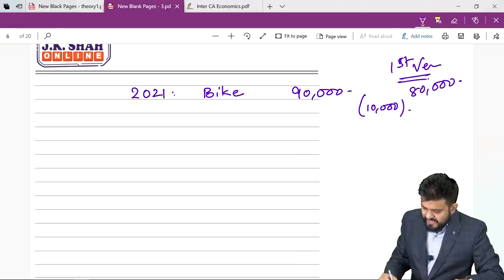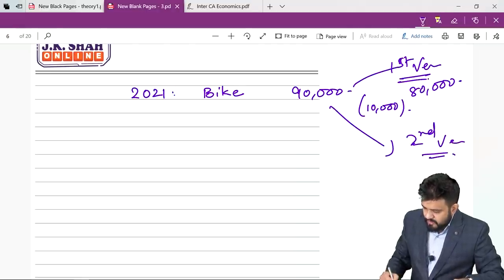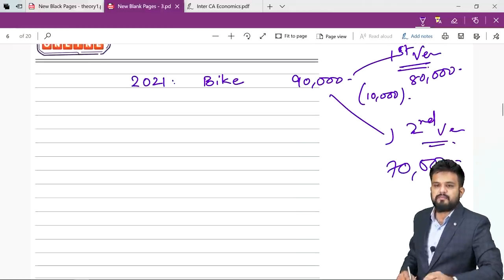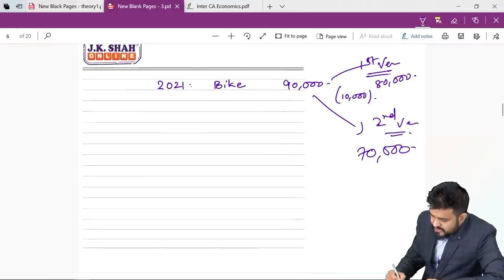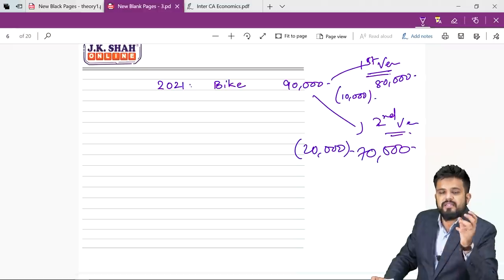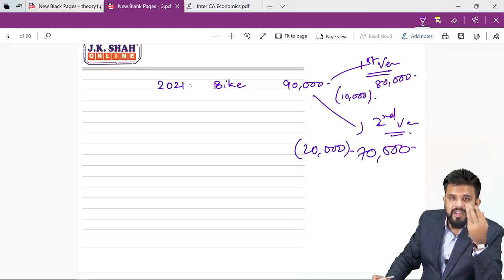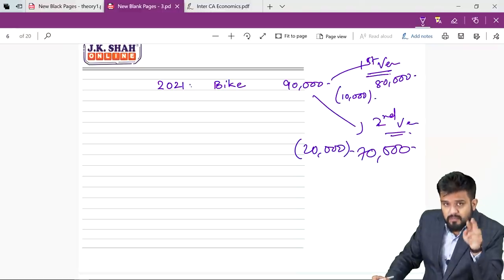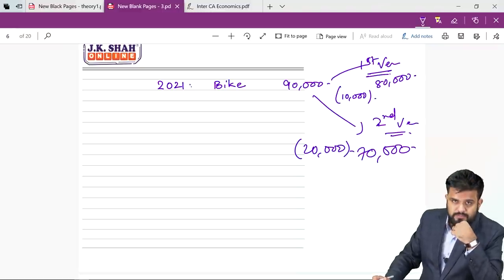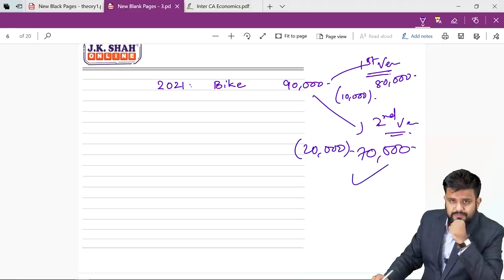Then I went to the second vendor. Now he is giving me 70,000 for the same bike. Now students, can I say this person is charging 20,000 depreciation? The point is, which amount is correct? We don't know. Why 10,000? Why not 5,000? Why 10,000? Why not 15,000? From where did the second vendor get 20,000?